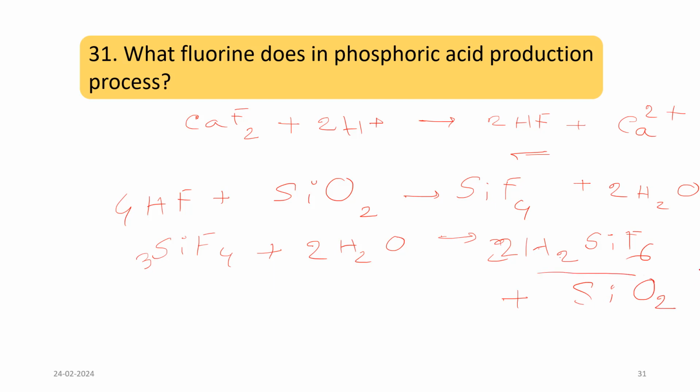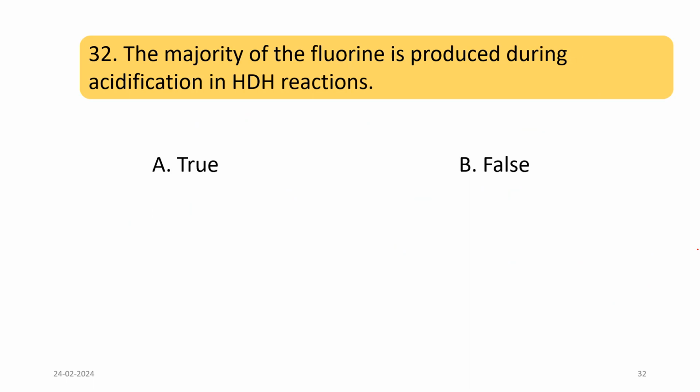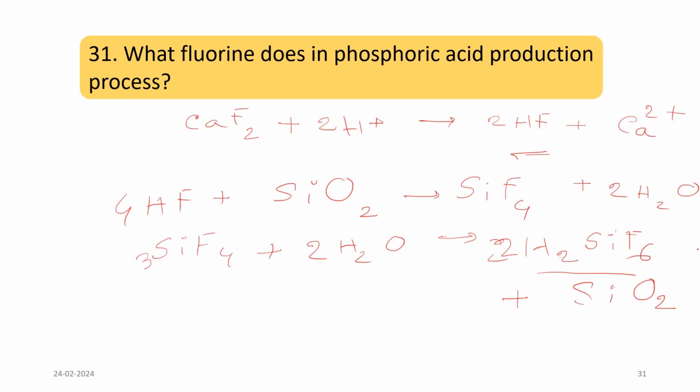So if fluorine is present in the phosphoric acid, this fluorosilicic acid is produced, which is not good for the experimentation. That is why we need to be careful, and we need to first remove the fluorine from the process. If this type of question comes, you have to write with the proper equations.